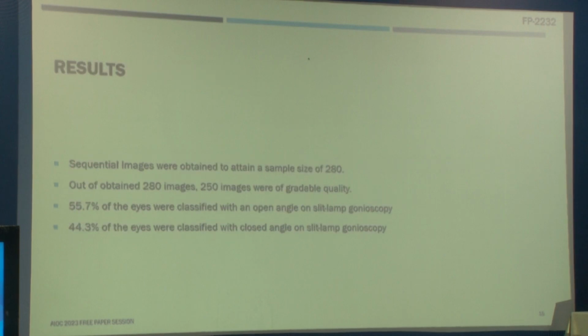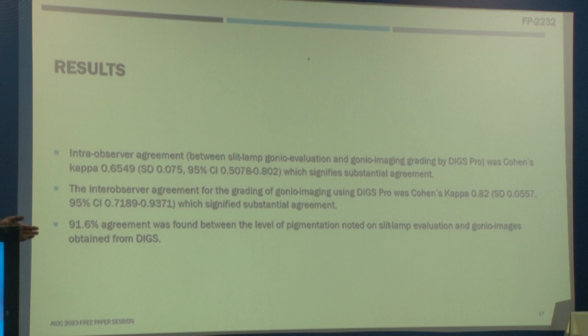Sequential images were obtained to attain a sample size of 280. Out of 280 images, 250 images, against the 220 minimal sample size, were found to be of gradable quality. And true to our Indian population, 55% of these were classified as open angle and 44% were classified as closed angle on slit lamp gonioscopy, not on the imaging device.